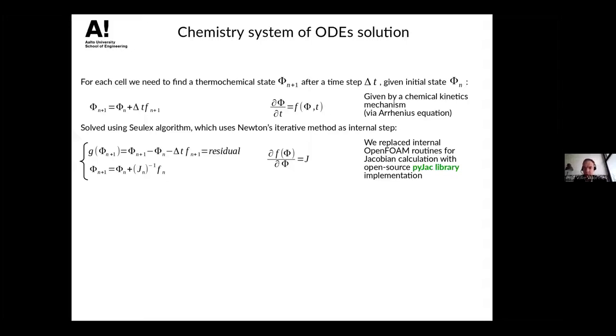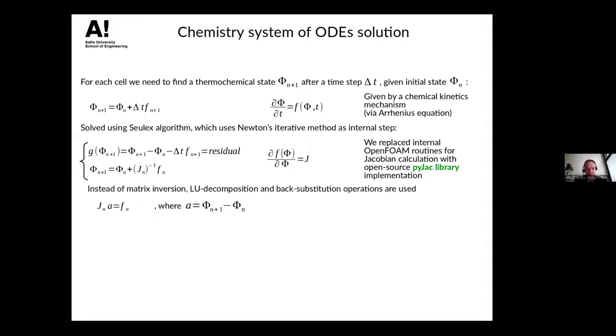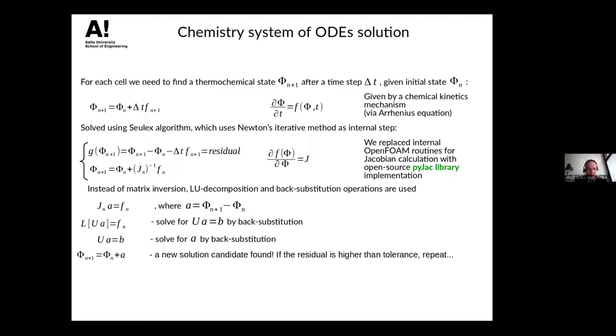So here we use the open source pyJac library to estimate that Jacobian matrix. But instead of matrix inversion, we use LU decomposition and back substitution. We do this with the standard LU decomposition, nothing special over here. But usage of LAPACK is essential to speed it up and implement it. So rather standard things, but still essential to speed up the code, as I will show you soon.